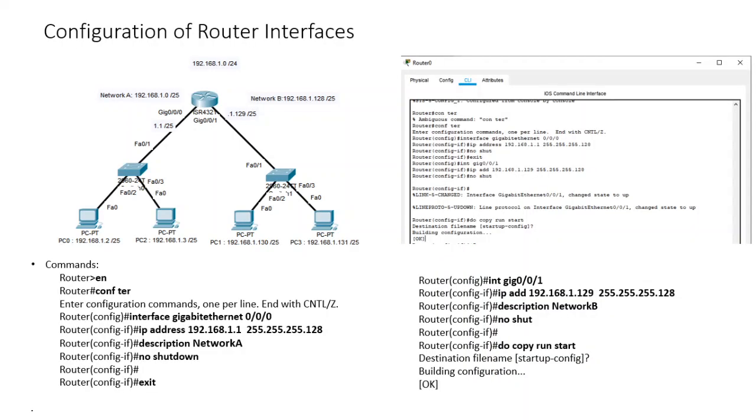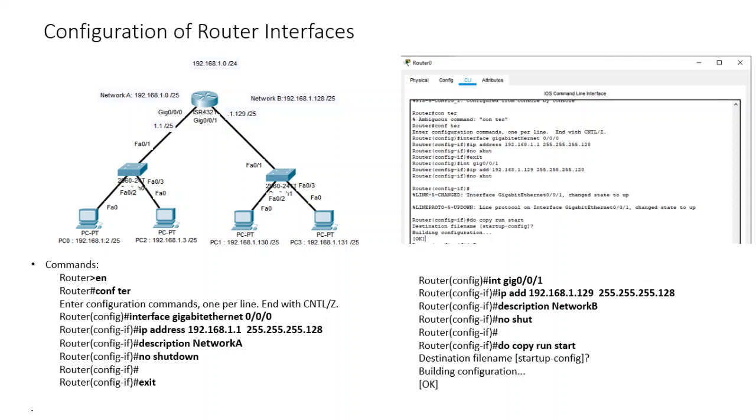Now, if you'd like to see some command line interface, just a configuration of the router interface, we have networks A and B. Of course, we will divide it now with 2 switches and 2 hosts. They're going to be different networks. The A network is 1.0 and the B network is 1.128. But the main network is 1.0. So let's go configure it.